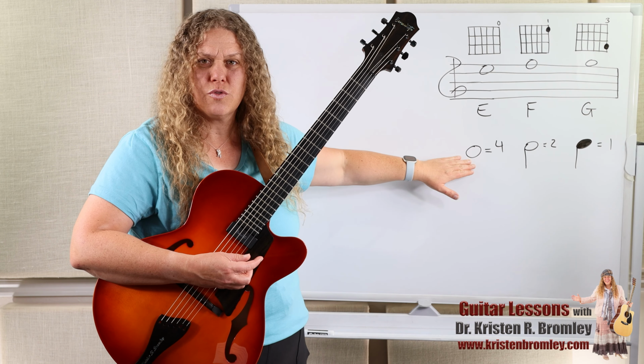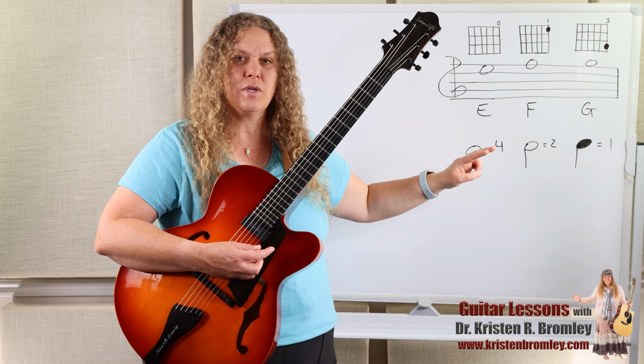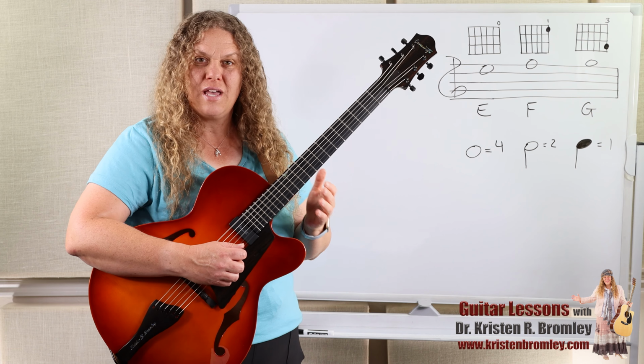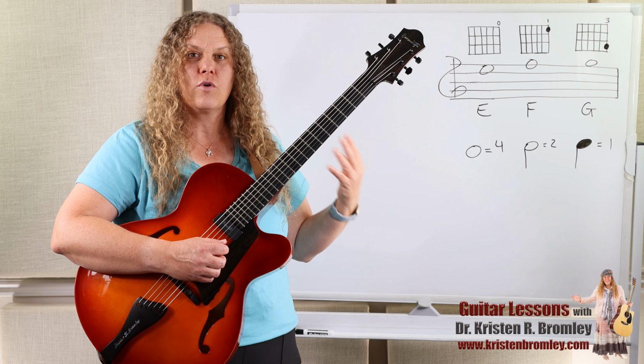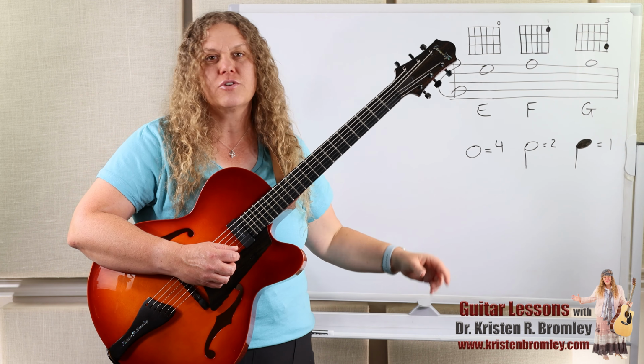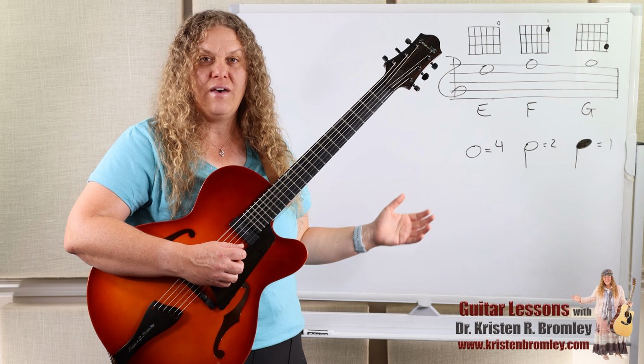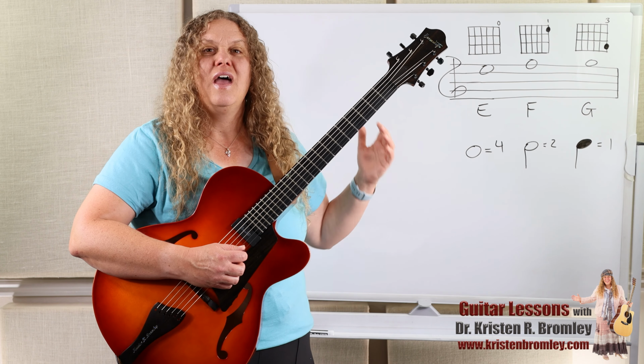So we've got the whole notes worth 4 counts, our half notes worth 2 counts, and our quarter notes worth 1 count. Right now, we're in 4/4 time, meaning we have 4 beats per measure or 4 counts per measure: 4 quarter notes per measure, 2 half notes per measure, 1 whole note, or a combination of half notes and quarter notes that add up to 4.